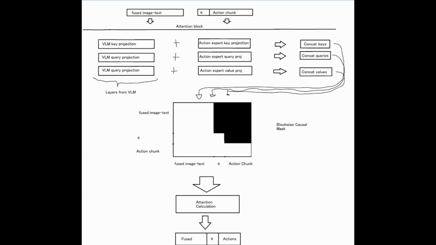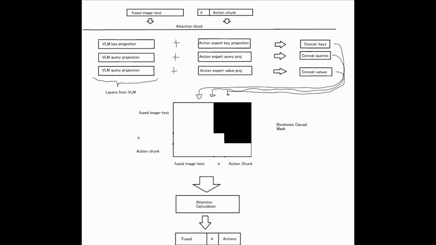Attention is done with a special attention mask, which the authors call blockwise causal attention. In this special mask, the fused image text embedding from the VLM can only attend to itself. The Q vector from there can only attend to itself and the fused image text embeddings. And finally, the action embeddings can attend to everything, both itself, the Q vector, and the fused image text embeddings.